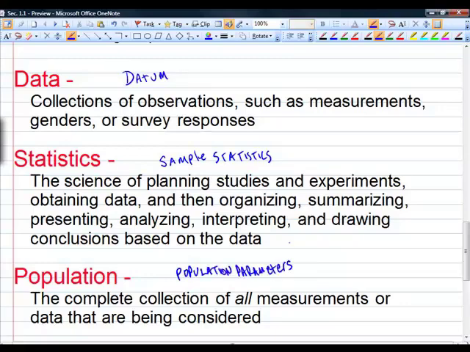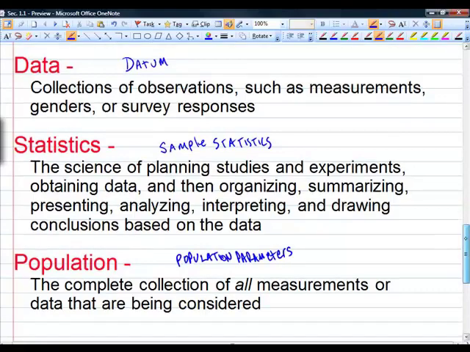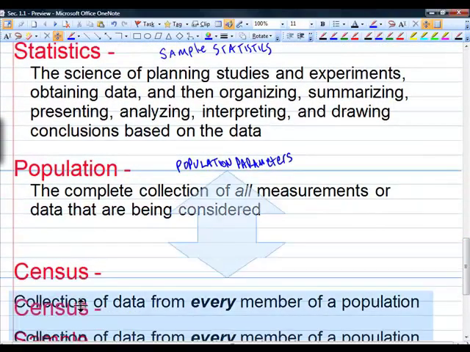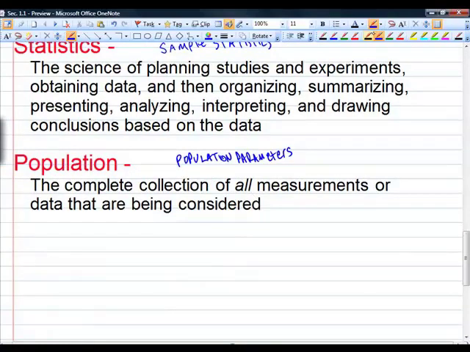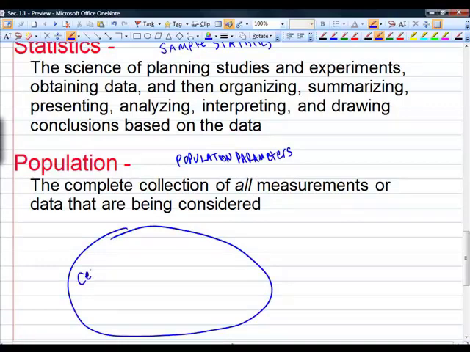The population is the complete collection of all measures or data that are being considered. Whenever we study an entire population, what we're doing is we're gathering or collecting a census. A census is when we survey everybody in our population, and if we have a subset of that population, we would call that subset a sample.